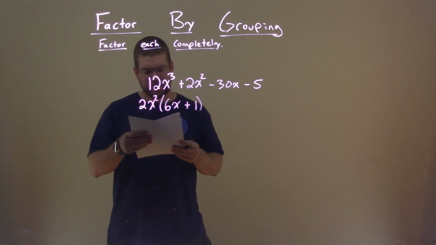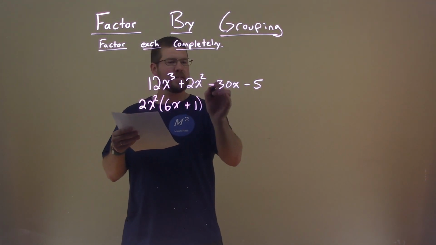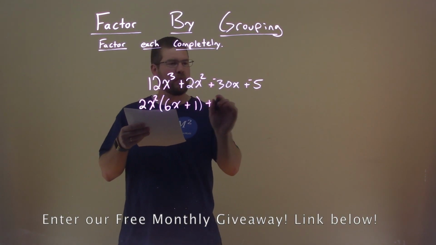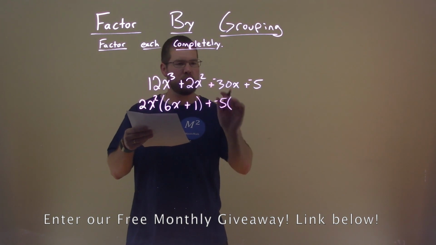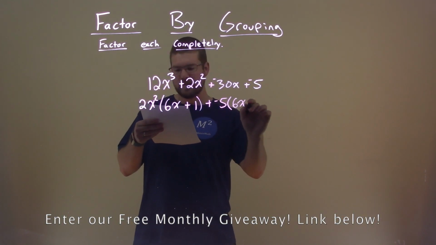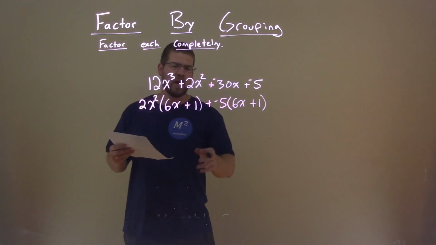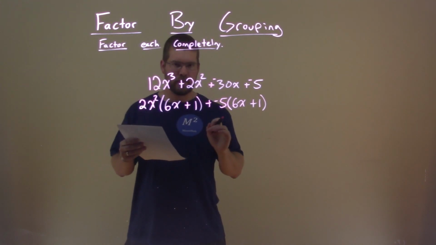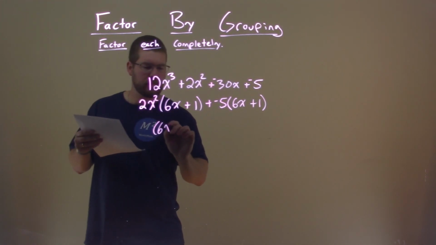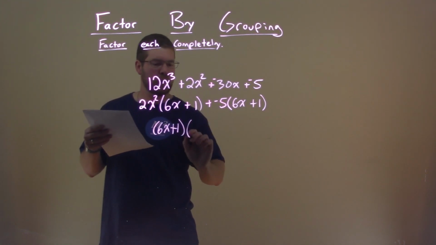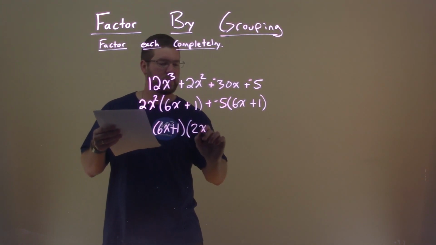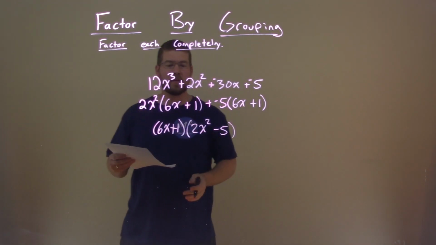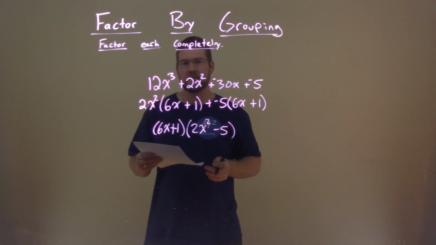What about the second part? Well, I like to see this as a plus and negative 30x, and plus and negative 5, which makes it a little easier for me. If we pull out a negative 5 from both parts, we're left with a 6x plus 1. And that's good, because the first part has a 6x plus 1, and the second part has a 6x plus 1. Let's pull that out from both parts, and we're left with multiplication left over: 2x squared, and then minus a 5 right here. And there we have our final answer: 6x plus 1 times 2x squared minus 5.